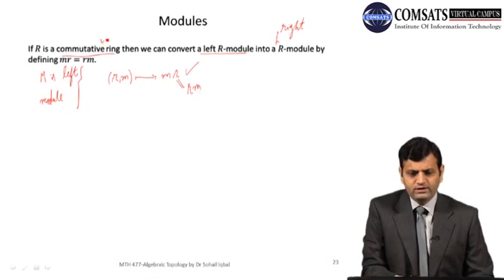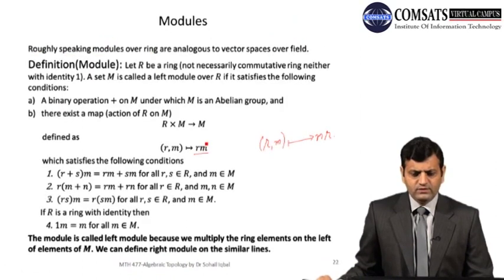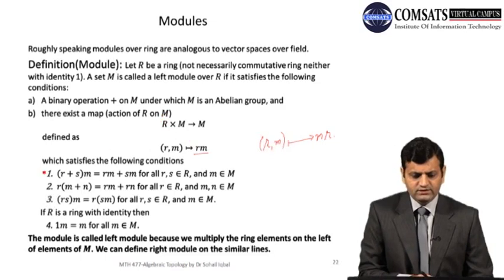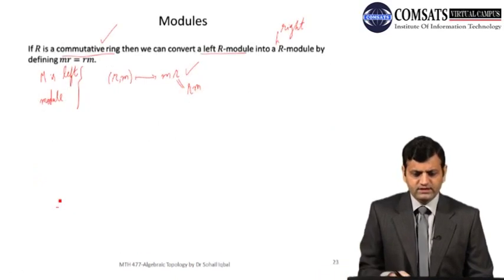Okay, so why do we need commutativity? If you look at the definition of module, then each and every condition will be satisfied. So M under addition will remain an abelian group. The only thing we are changing is this action, and the first condition will be satisfied, the second will be satisfied, and if R is a ring with identity, then the fourth will also be satisfied. The only thing which will require commutativity of the ring is this third condition. So let's see if this third condition is satisfied or not.